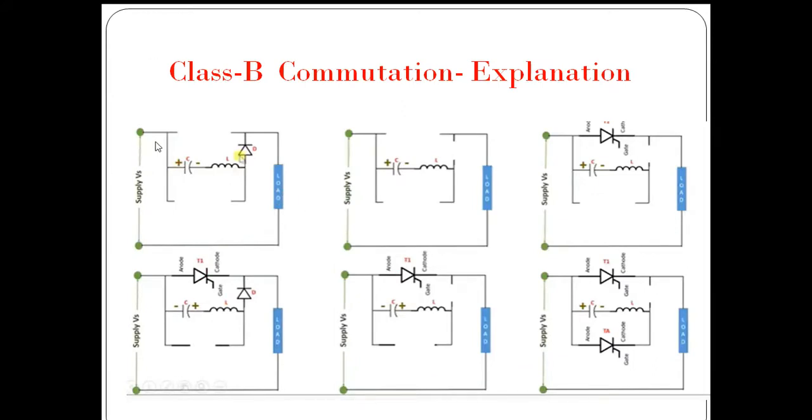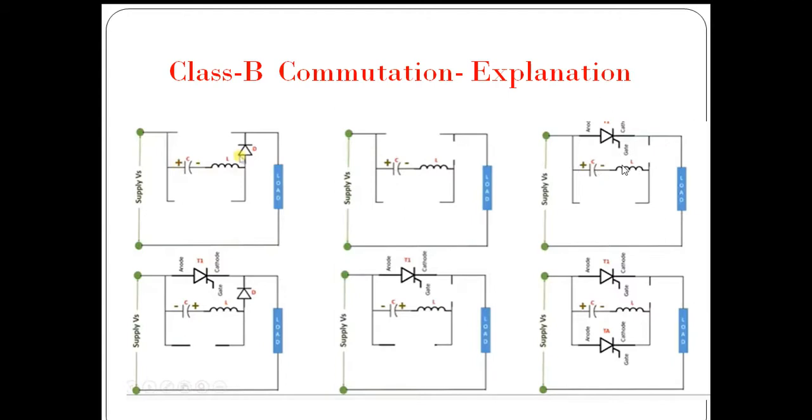So here the supply will appear. Initially the capacitor will be charging in this closed path, and the capacitor will be fully charged. Whenever the capacitor is fully charged, the diode will not conduct in the reverse direction. Initially both thyristors T1 and TA are off. Capacitor will be charged, and whenever the capacitor is charged, the diode will be turned off. It won't conduct. Now we are giving a firing signal to main thyristor T1. So current will be flowing through the load.